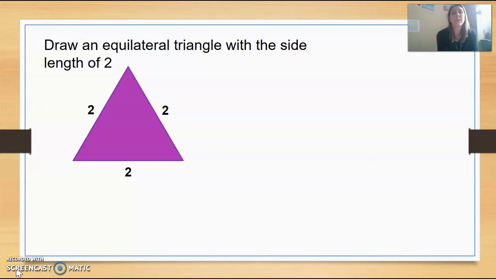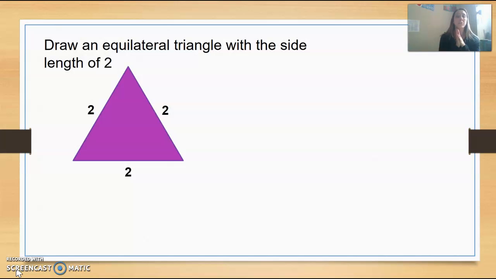Okay, functions, we are going to talk about special right triangles. So the first thing I want to do is show you how you can make these two triangles no matter what. Given any circumstances, you don't have to memorize anything, but you can find these triangles.